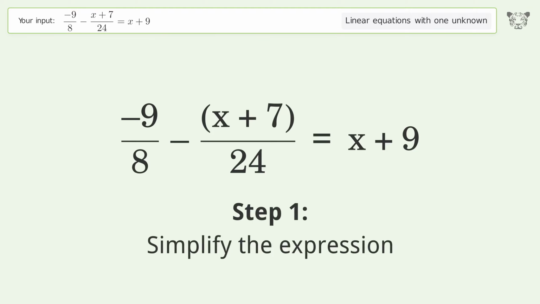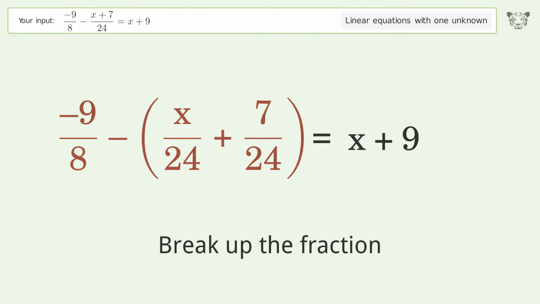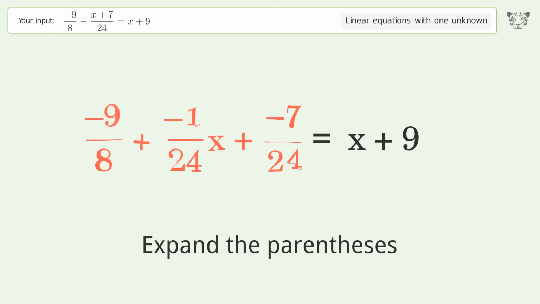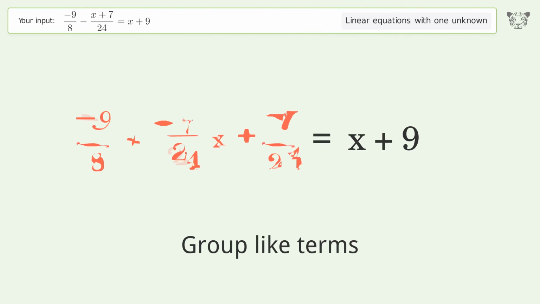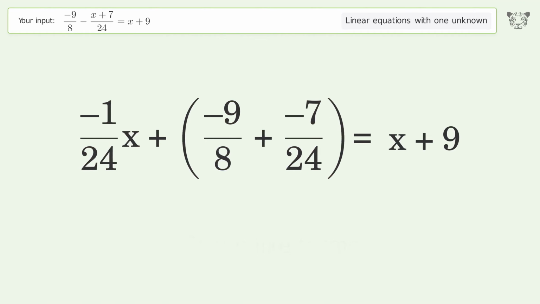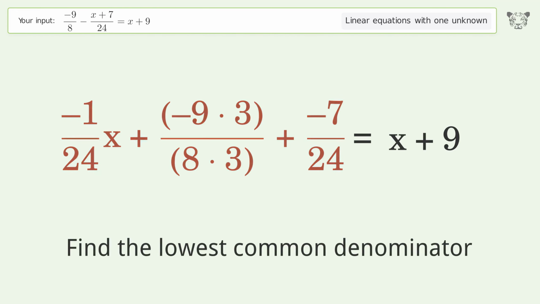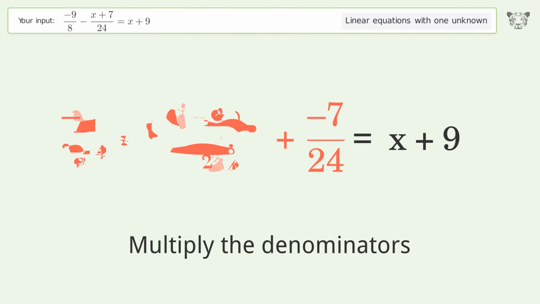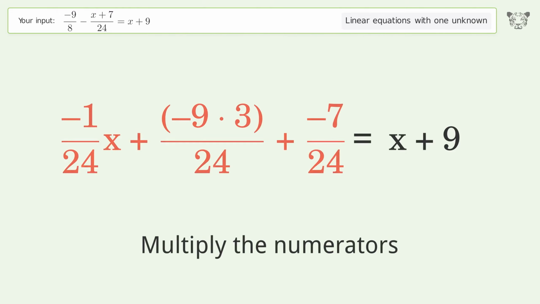Simplify the expression. Break up the fraction. Expand the parentheses. Group like terms. Find the lowest common denominator. Multiply the denominators. Multiply the numerators.